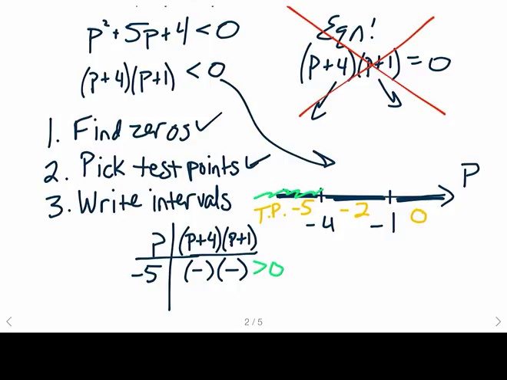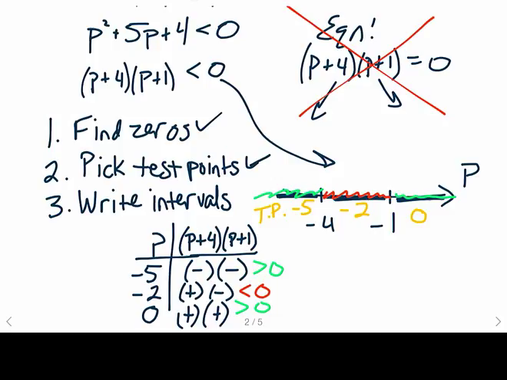That's going to indicate the character of all of the outputs to the left of negative 4 because of continuity. For a p-value of negative 2, p plus 4 is a positive factor, p plus 1 is a negative factor, and positive times negative is, of course, negative. And so all the input values from negative 4 to negative 1 will correspond to negative output values. Finally, if we use 0 as an input, then p plus 4 is a positive factor, p plus 1 is also a positive factor. The resulting expression is going to be positive, and so all the numbers to the right of negative 1 will give positive outputs.